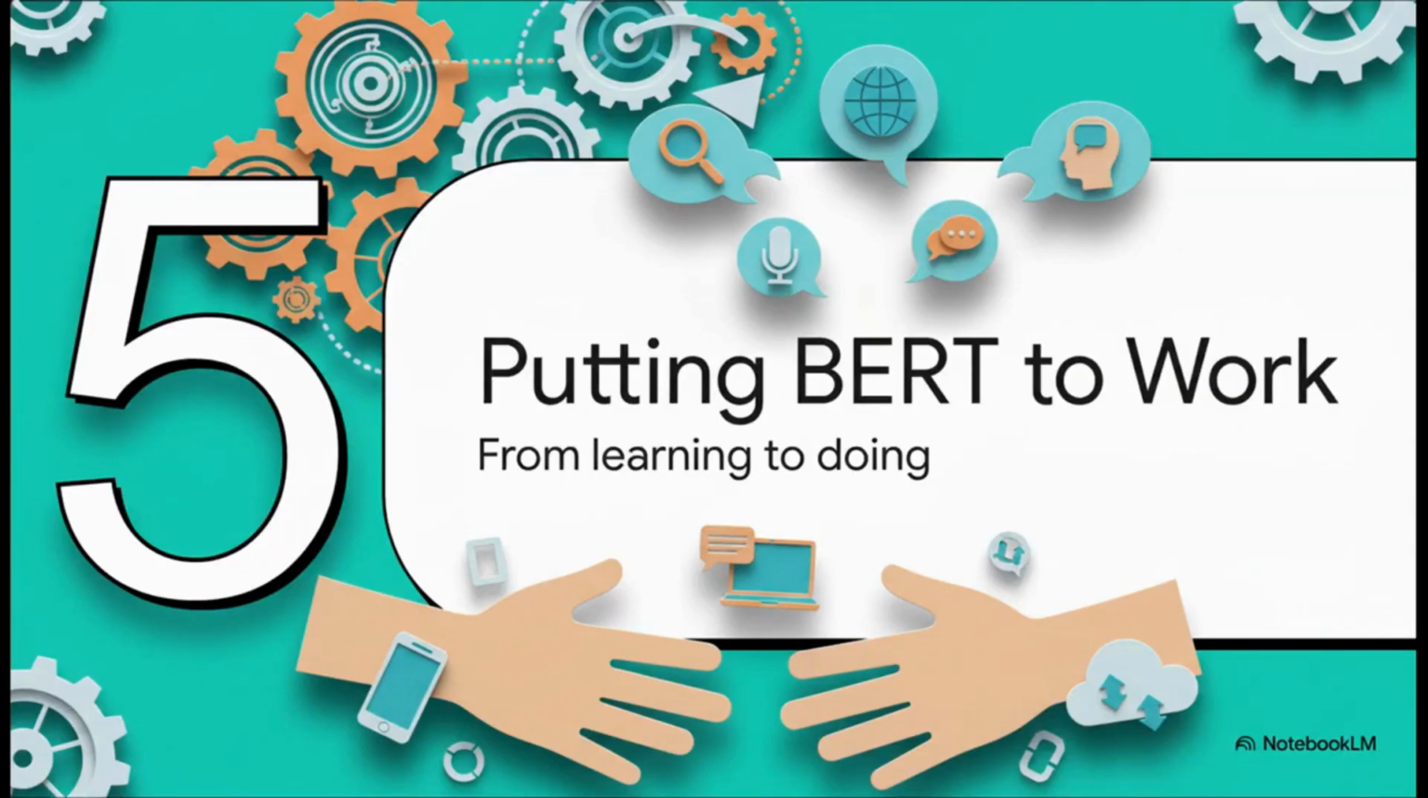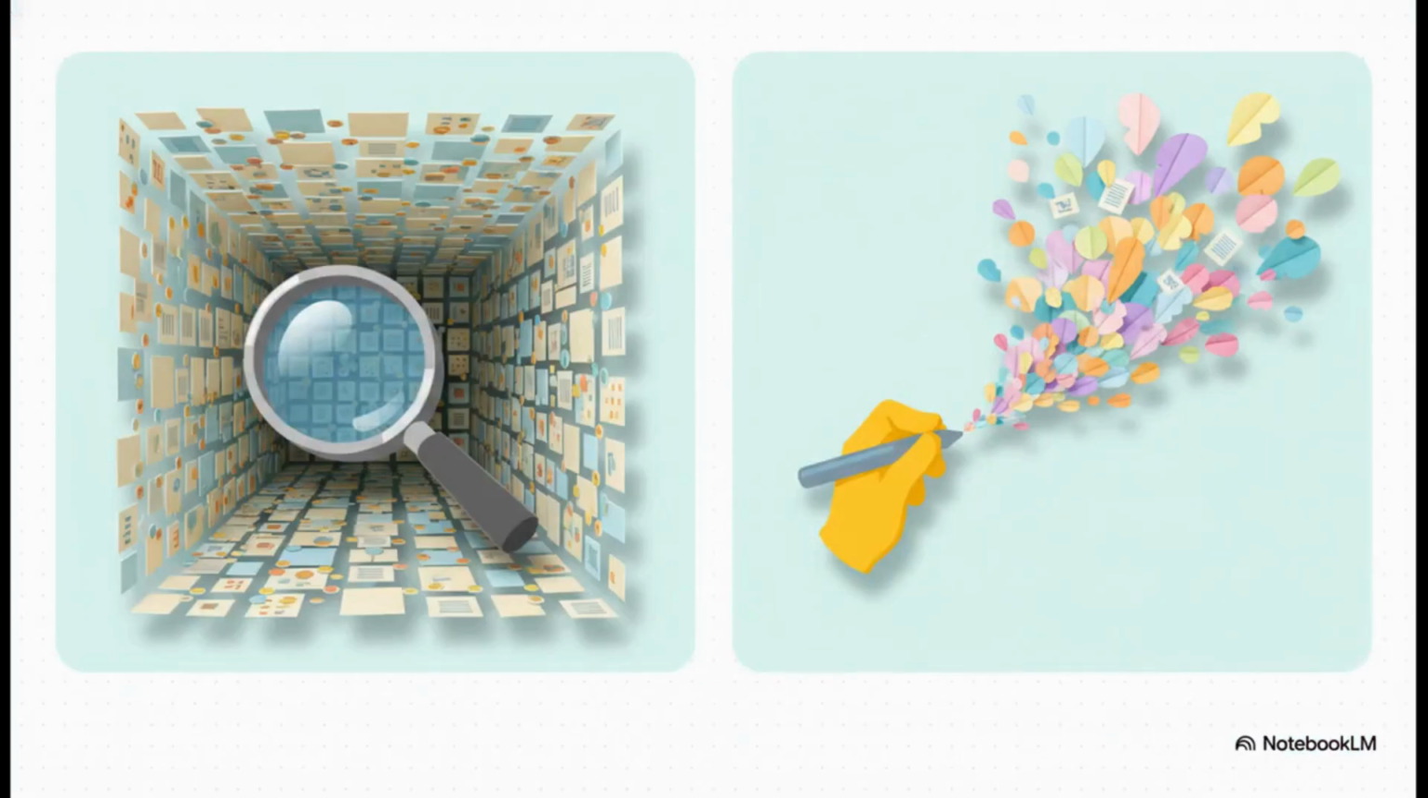Section 5, putting BERT to work, from learning to doing. Now that we have a highly trained, context-aware machine, how do we connect this architecture back to the real world? First off, we need to clear up a massive point of confusion in the AI space, the difference between BERT and GPT. BERT is an encoder-only model.